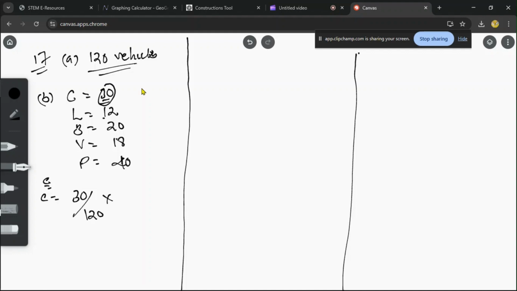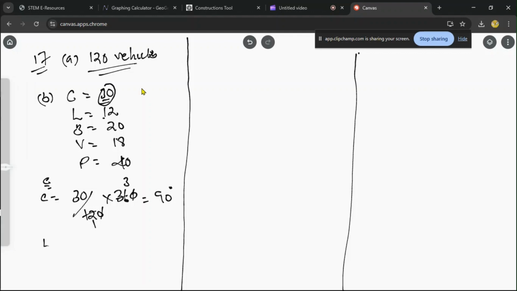120. Then I multiply by 360, because the sum of all the angles should add up to 360. 360 divided by 120 is 3. So 3 multiplied by 30 gives me 90 degrees. So this is the angle for car.